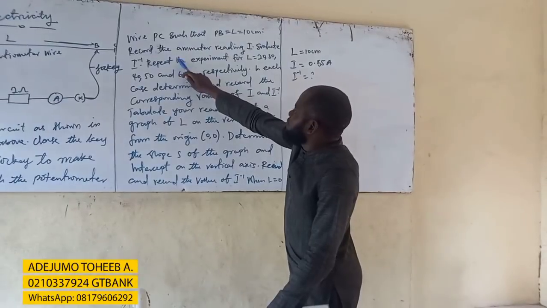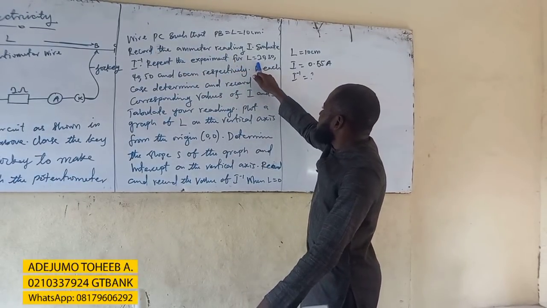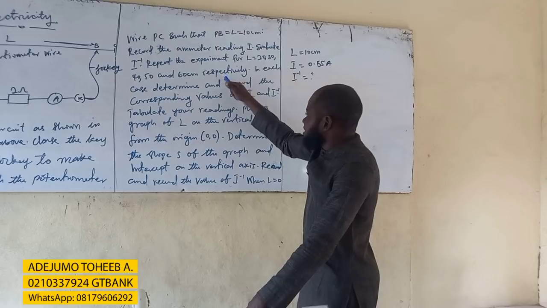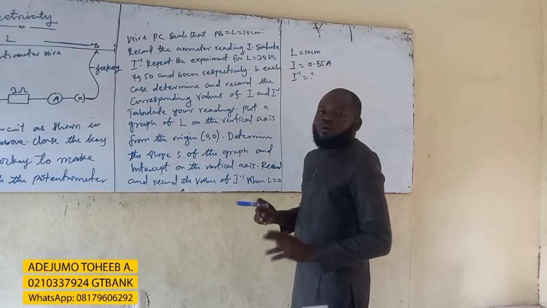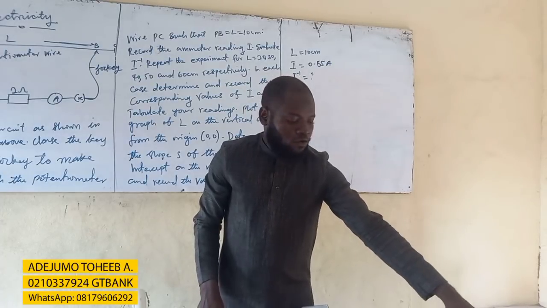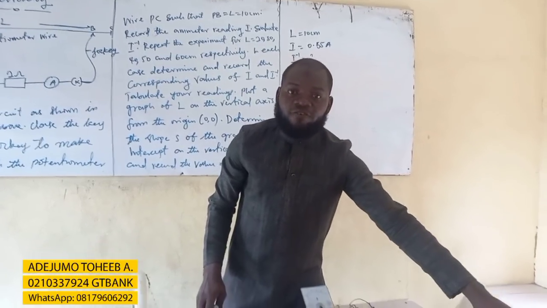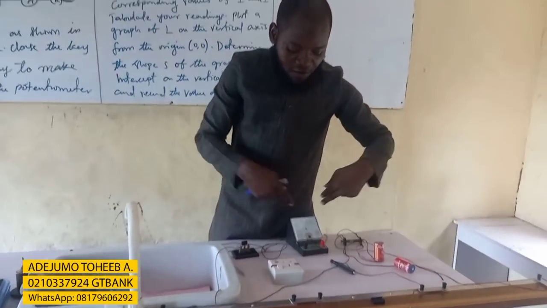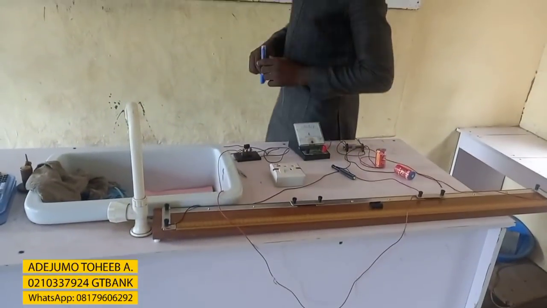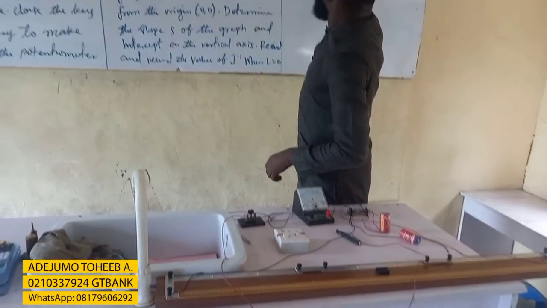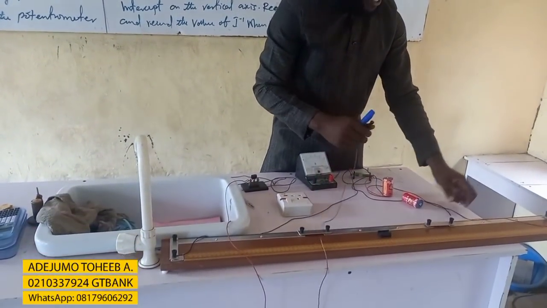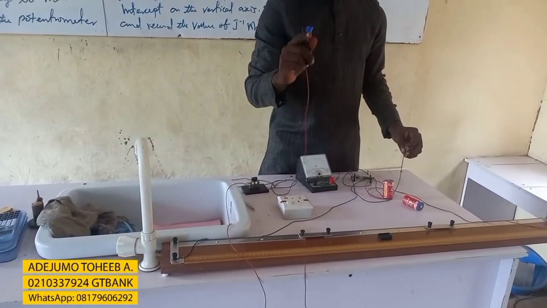The next thing says repeat the experiment for L equal 20, 30, 40, 50, and 60 respectively. Now, you've seen the way I use my jockey to make contact for 10 centimeter, and you can see the value. Abi? So we'll pick the value on the ammeter. Are you getting this now? So the next thing we want to do right now is to take the jockey to touch 20 centimeter and see what the reading is going to be.